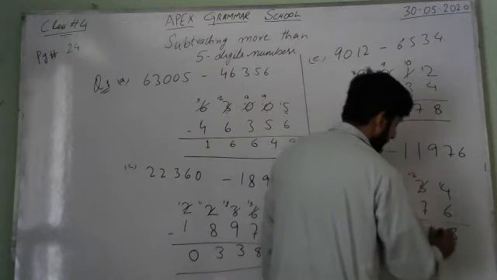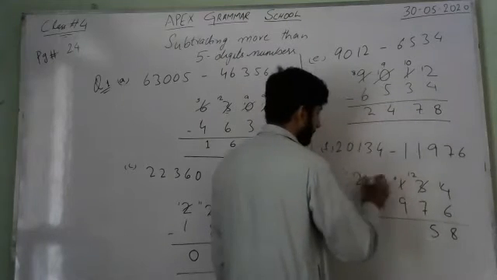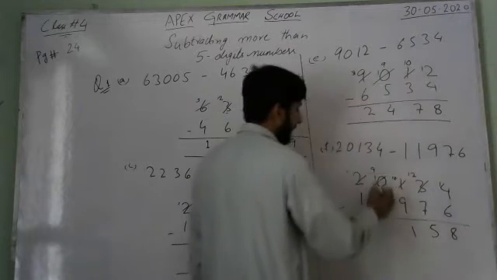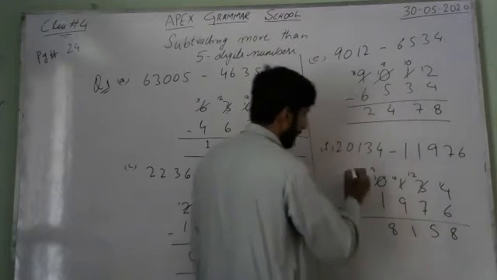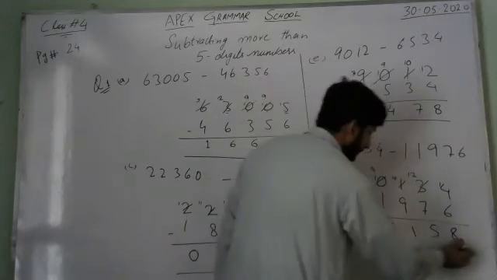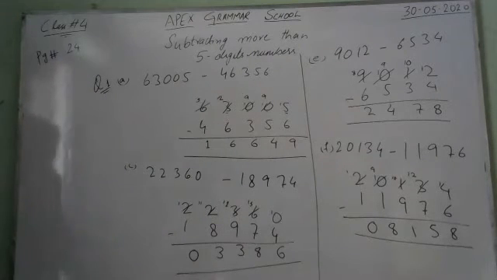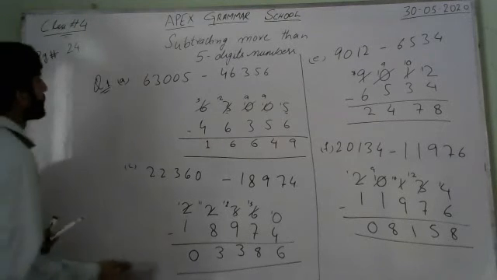12 minus 7 is 5. 10 minus 9 is 1. 9 minus 1 is 8. And 1 minus 1 is 0. This is for page number 24. I have solved parts A, C, E, and D. Two parts I have left for you. You have to solve them by yourself.